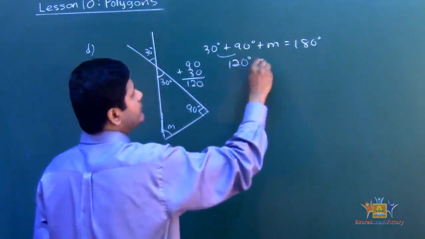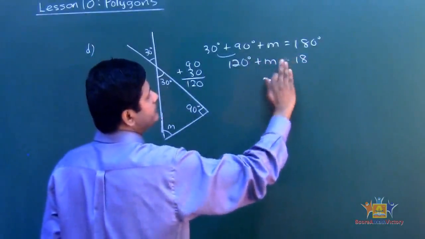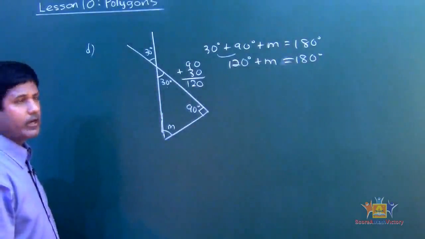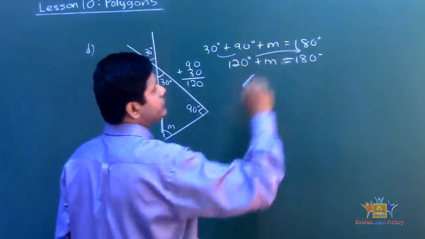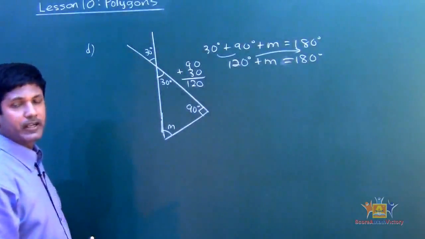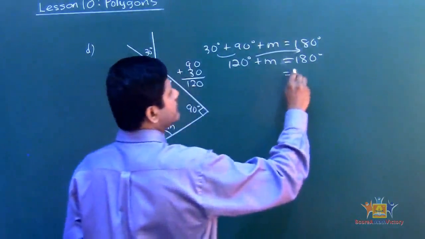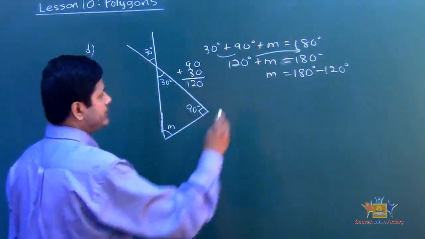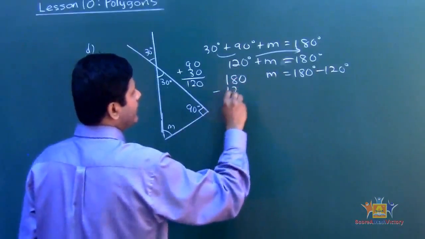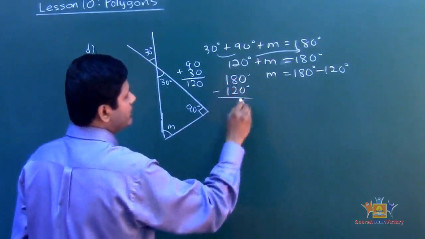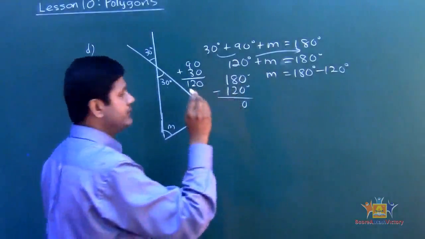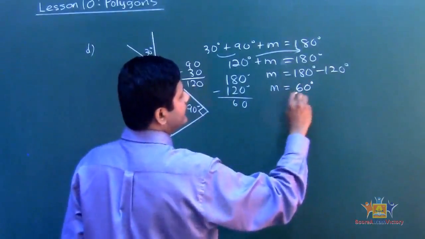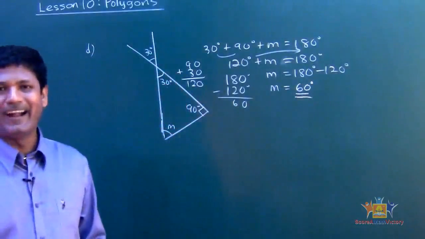So 120 degrees plus M is 180 degrees. So I'm looking for M. Who's got to go? 120 has got to go. Cross the bridge, so addition becomes subtraction. That means 180 minus 120 equals M. So let's line it up: 180 subtracting 120. 0 minus 0 is 0, 8 minus 2 is 6, 1 minus 1 is 0. So that means M equals 60 degrees.